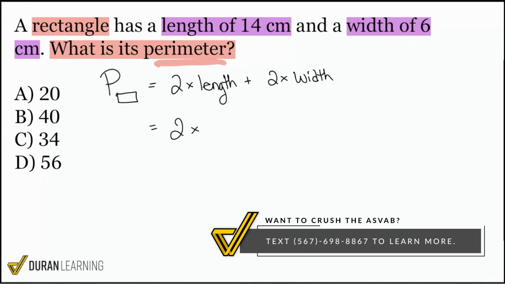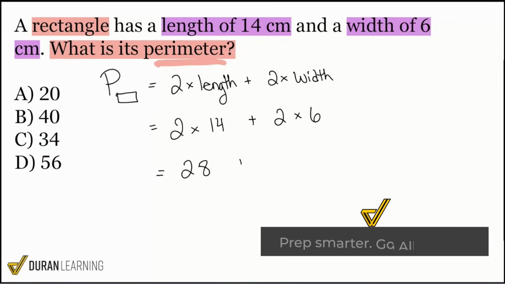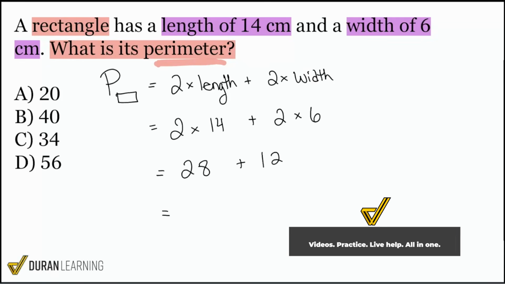2 times that length of 14 centimeters plus 2 times that width of 6 centimeters. So we have all of that going on, and let's finish things up the right way. Here we go. We have 2 times 14, and that's going to end up being 28. We also have 2 times 6 right over here, and that's going to end up being 12. So now that we have 28 plus 12, we'll add those together.